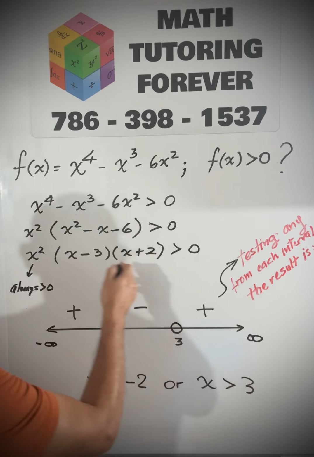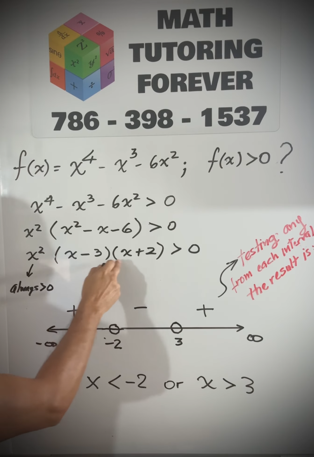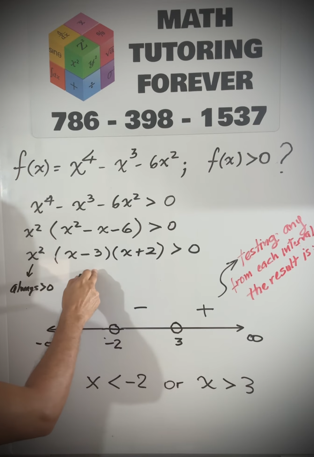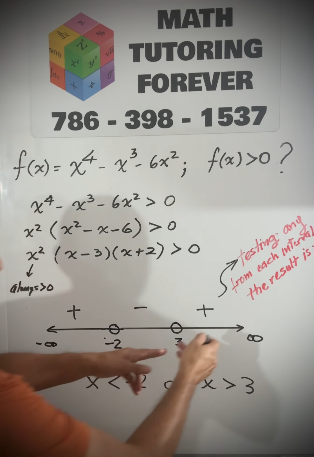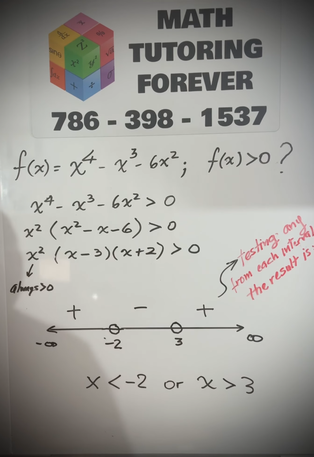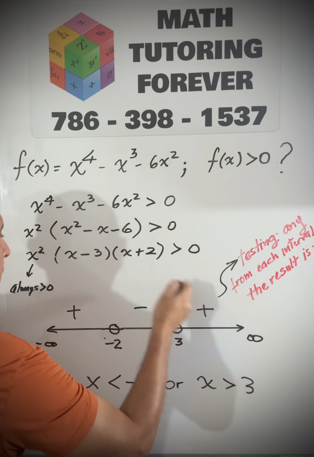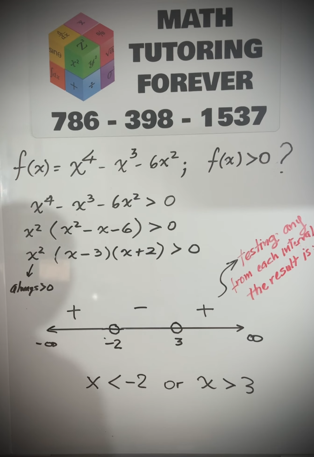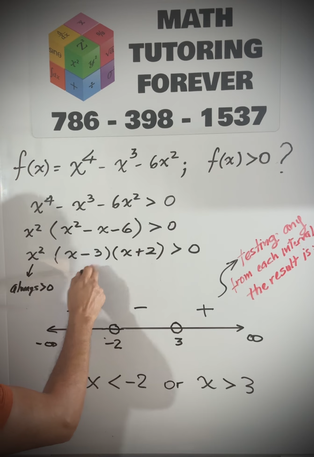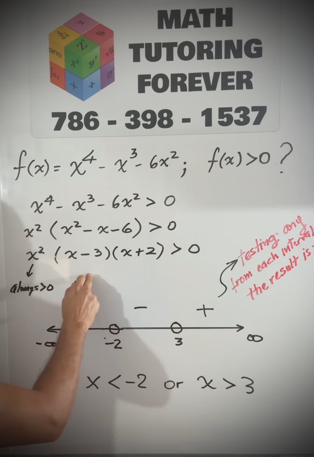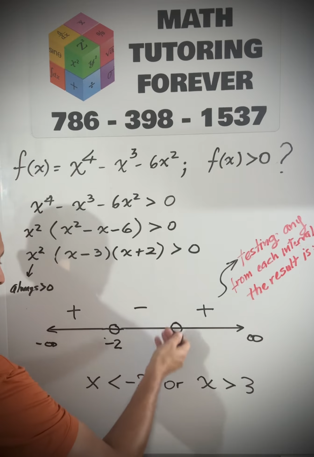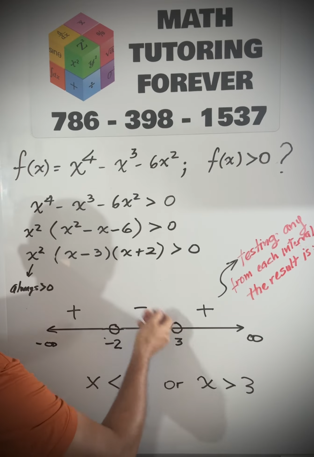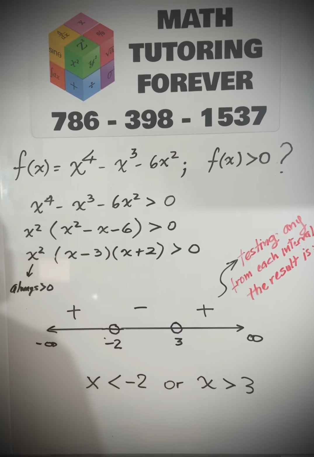For example, 4. 4 minus 3 is 1, 4 plus 2 is 6. 6 times 1 is 6, greater than 0. Yes, positive sign. This is going to be part of my solution because any number here makes this statement true. What about this interval? For example, 0. 0 minus 3 is negative 3, 0 plus 2 is 2. 2 times negative 3 is negative 6. Greater than 0? No. Which means any number from here doesn't work with this expression.